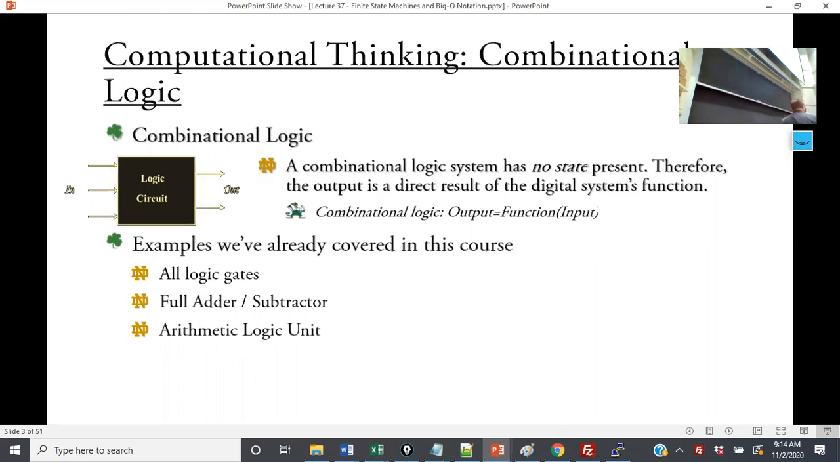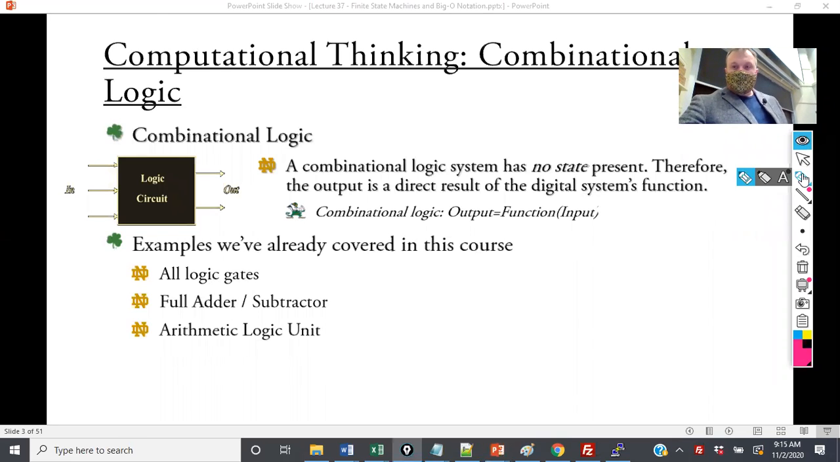And the first stage is what we're going to call combinational logic. Combinational logic, in short, is an idea where you take in some inputs, you perform some operation, and then you put out some outputs. So formally, we're going to say that a combinational logic system has no state present. Therefore, the output is a direct result of a digital system's function. So pretty much anything. So for example, if we have an adder, right?